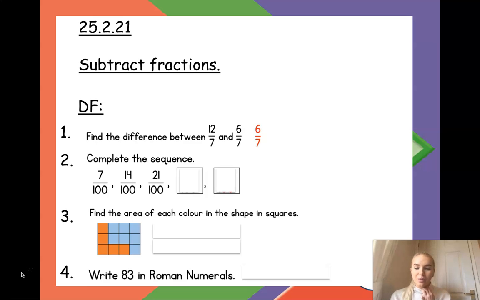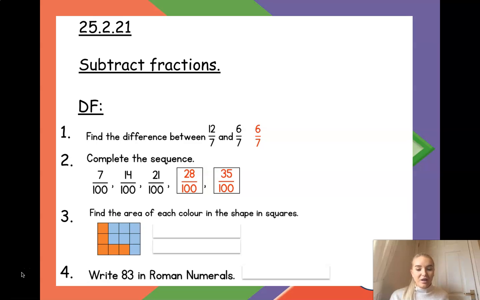Complete the sequence. Well, we can see it's going up. The fractions are going up in 7 100ths each time. So 21 100ths add 7 100ths would be 28 100ths. And 28 100ths add 7 100ths would be 35 100ths.